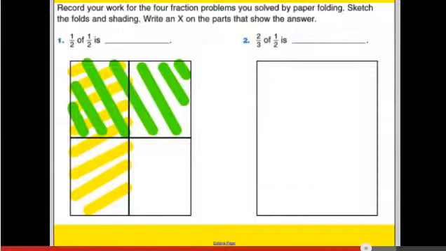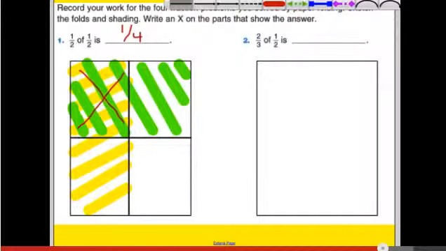Okay, now here's what we're looking for. We're looking for the part that was double shaded. Okay, so you can see here that this part here was double shaded. All right, that's our answer. How much does this part represent of our whole rectangle? It is 1 out of 4 total boxes. So the answer is 1/4. Cool, huh? Let's try the second one.